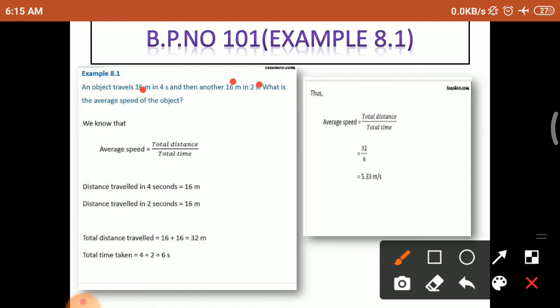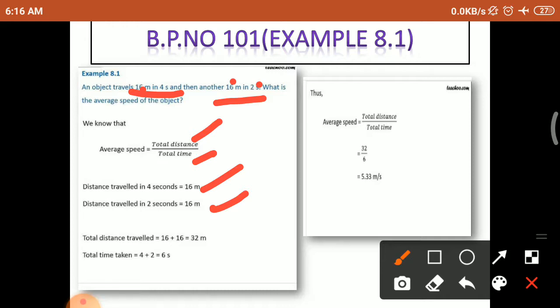Listen to the solution. You know the formula. Average speed equals total distance by total time. Distance traveled in 4 seconds is 16 meter. It is given. Distance traveled in 2 seconds is 16 meter. So I have written distance traveled in 4 seconds equals 16 meter, distance traveled in 2 seconds equals 16 meter. We have to find the average speed. So how to find the average speed? We have to measure total distance and total time.